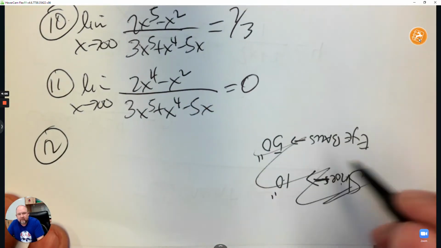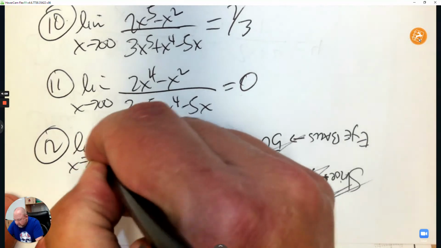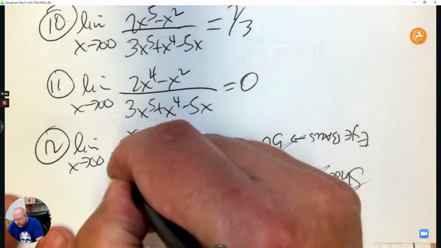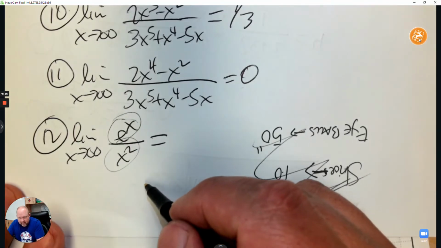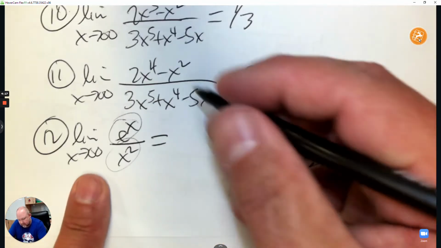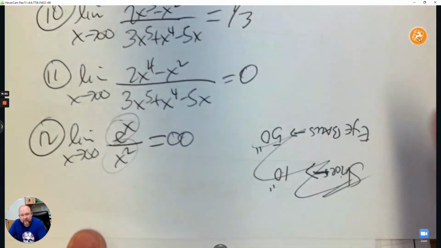Ignore this, I don't know what this is. 12. The limit as x approaches infinity. Know that the numerator increases faster than the denominator. So that means this is going to infinity or doesn't exist.